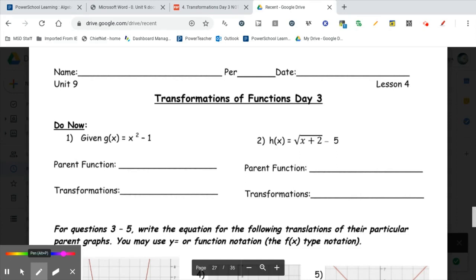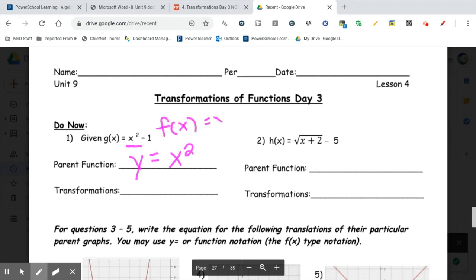In order to state the parent function, we have to know what kind of function this is. Since we have that x squared, we know that it's a quadratic, and the parent function of a quadratic would be y equals just regular x squared without the plus or minus of any other numbers. You could also have written f of x equals x squared or anything else, as long as your function is the x squared.